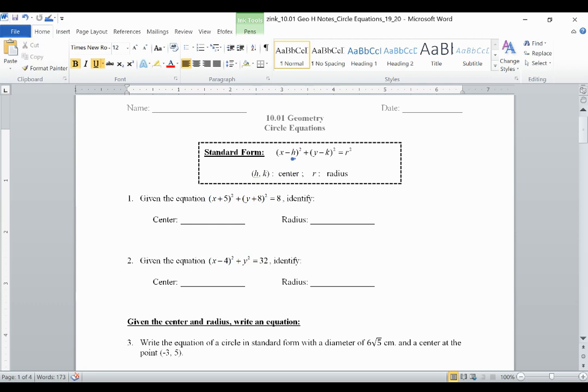So your h and your k, those stand for the center. Notice it's x minus h, but the coordinate for the center is a positive h. And this one's y minus k, and the coordinate for the center is a positive k.